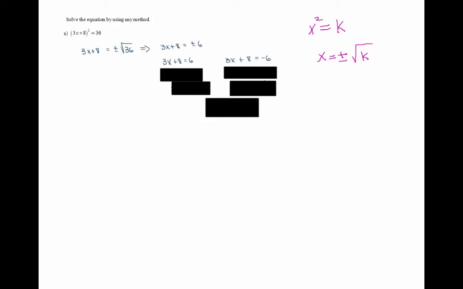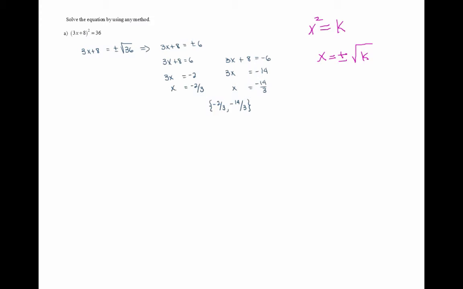Everybody with me so far? So we get 3x equal to negative 2 by subtracting 8 from both sides of the equation. X would be equal to minus 2/3. 3x equal to negative 14 by subtracting 8 again. So x would be equal to minus 14 over 3. So here we have it, minus 2/3 and minus 14 over 3. It looks like that was the easiest method to use.